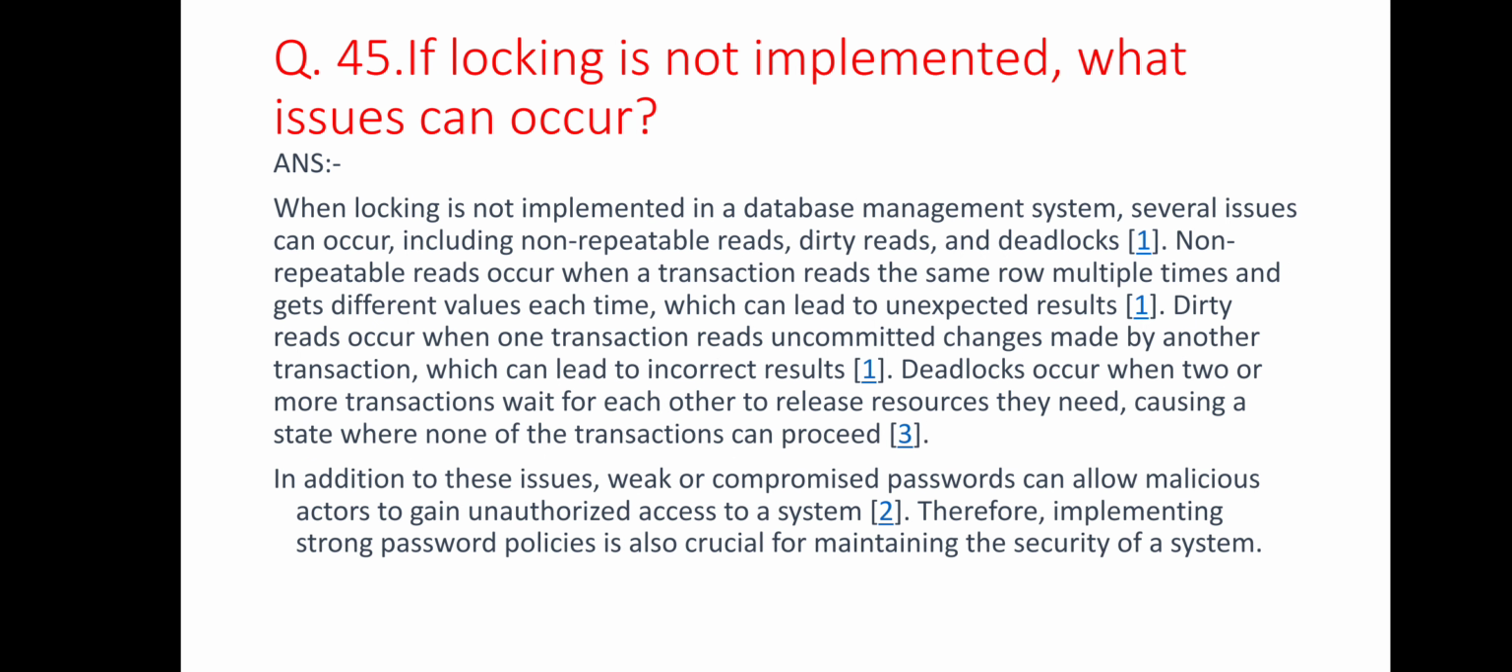Question number 45. If locking is not implemented, what issue can occur? When locking is not implemented in a database management system, several issues can occur, including non-repeatable reads, dirty reads, and deadlocks. Non-repeatable reads occur when a transaction reads the same row multiple times and gets different values each time, which can lead to unexpected results. Dirty reads occur when one transaction reads uncommitted changes made by another transaction, which can lead to incorrect results. Deadlocks occur when two or more transactions wait for each other to release resources they need, causing a state where none of the transactions can proceed.